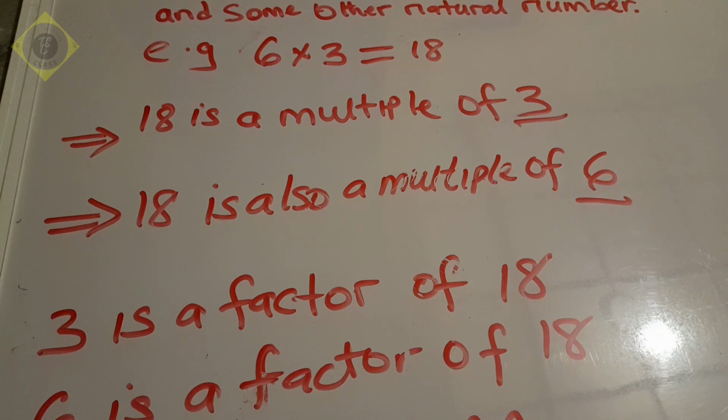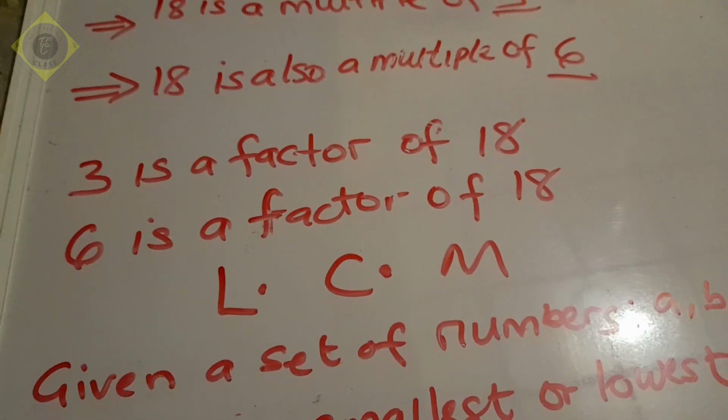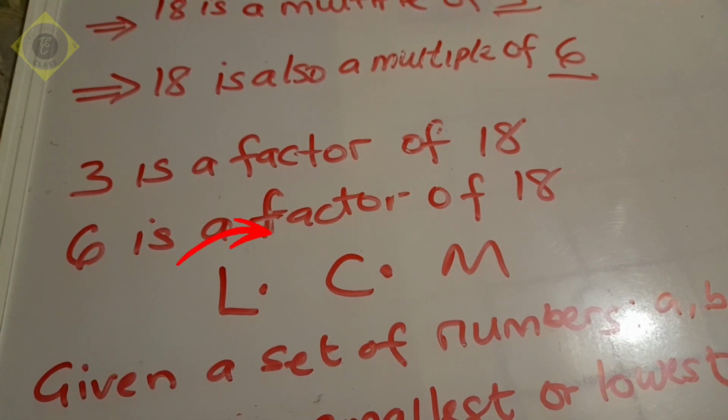3 can be multiplied by a particular number to get 18. Also, 6 can be multiplied by a particular number to get 18. So in this case, 6 and 3, when multiplied together, give us 18. So 18 is a multiple of 3, and 18 is also a multiple of 6. 3 is a factor of 18. 6 also is a factor of 18.